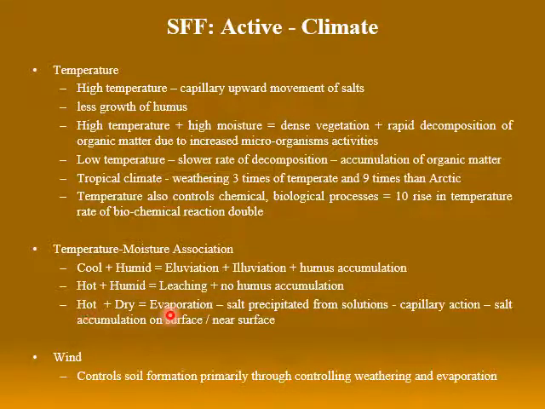It's only in hot and dry areas that we will have high evaporation leading to capillary action and precipitation of salt at the surface. So precipitation and temperature individually do impact soil forming processes, but actually it is the association that impacts the basic processes of eluviation, leaching, capillary action, and humification or humus formation. So since the parameters of climate control the very basic processes of soil formation, it is one of the active soil forming factors.